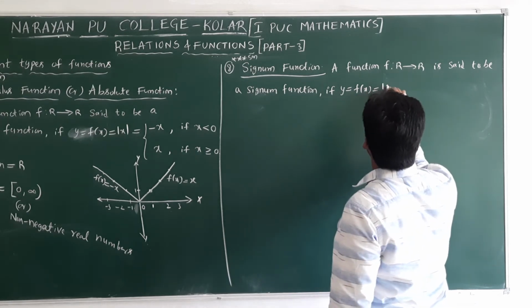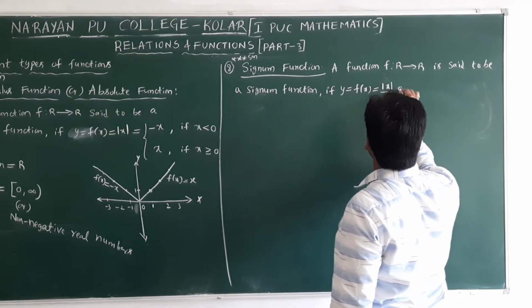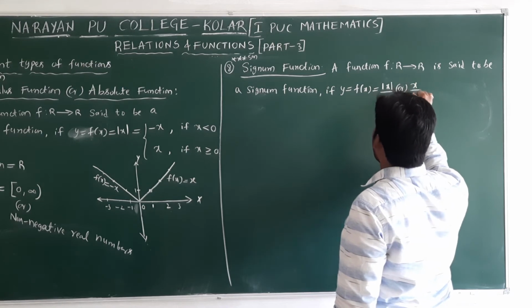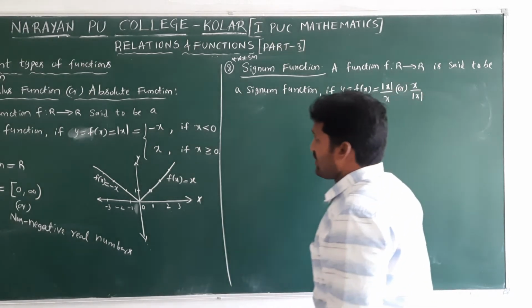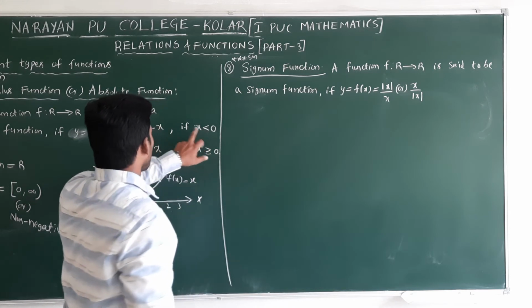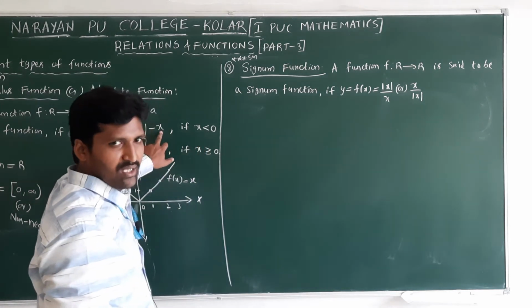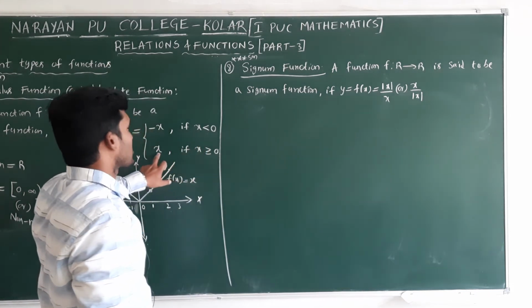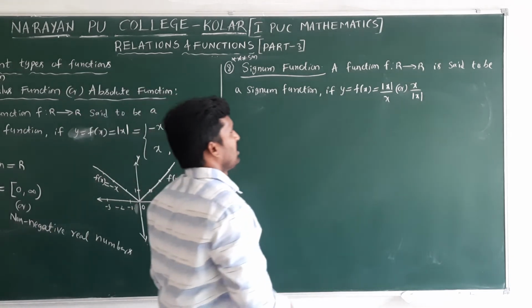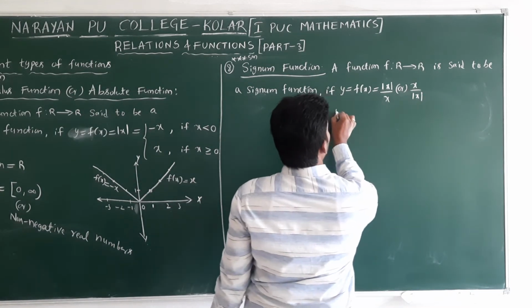The function is either in the form of mod x by x or x by mod x. Mod x nature is what? For x less than 0, mod x becomes -x. For x greater than or equal to 0, mod x becomes x. Here the nature of that one, we are writing like this.